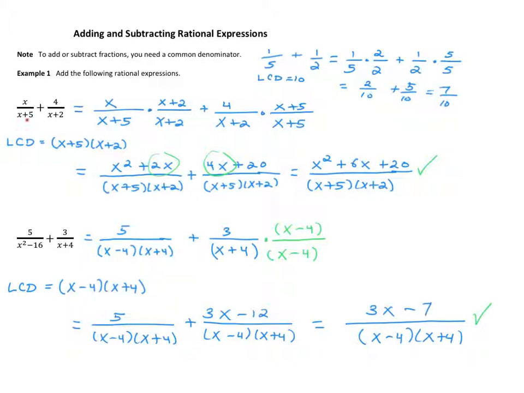So just comparing these two examples, there were no common factors. We could simply multiply them together. Here, well, there was an x plus 4 in both. And I just asked myself what was missing. And what was missing, I multiplied in.